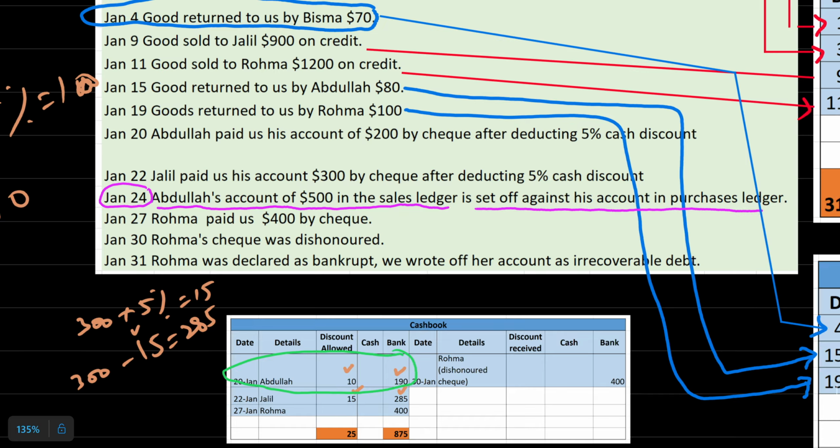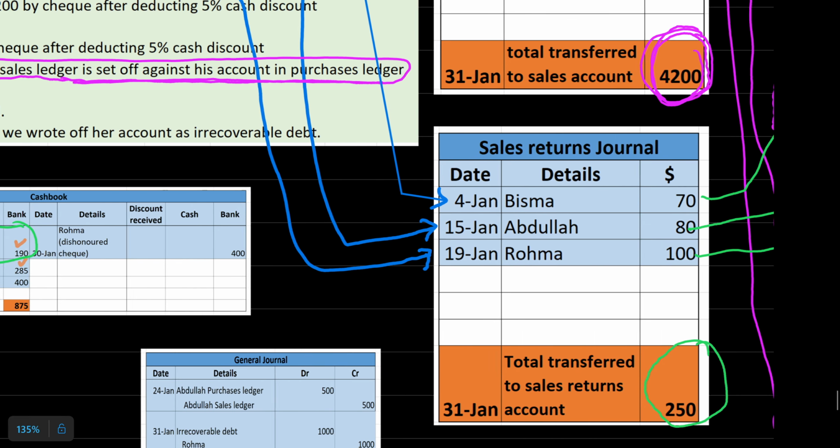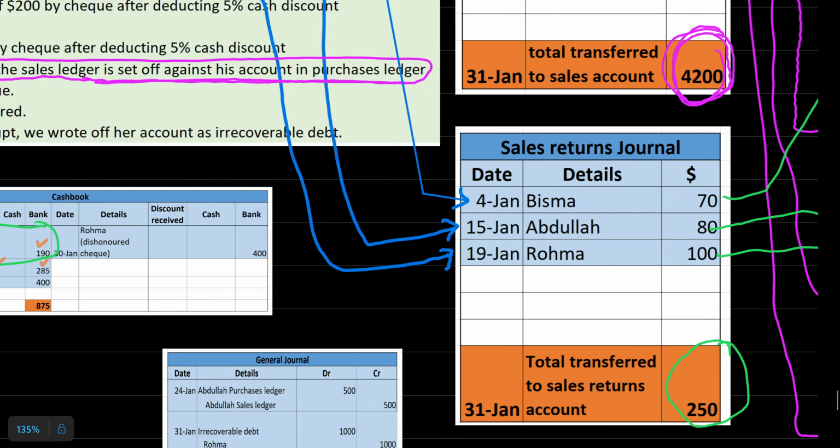Now let us discuss transaction number 24. Abdullah's account of 500 in the sales ledger is set off against his account in the purchases ledger. Let us discuss what this transaction is and how it will be recorded. Let us move to Abdullah's account.